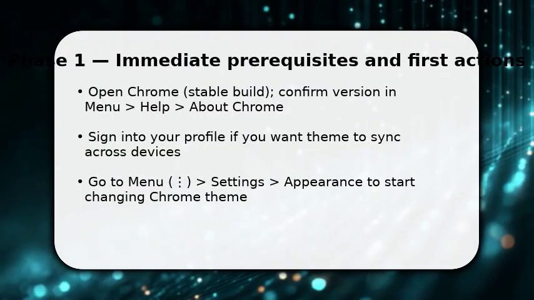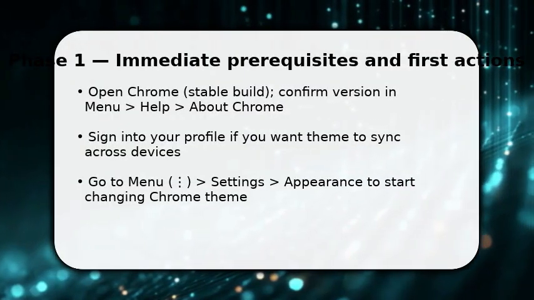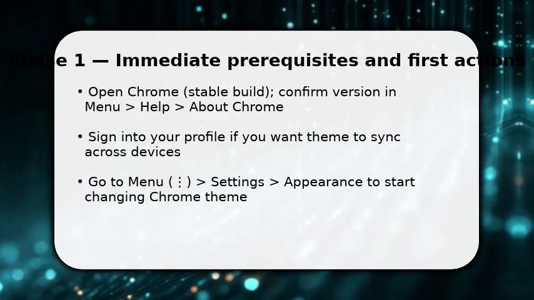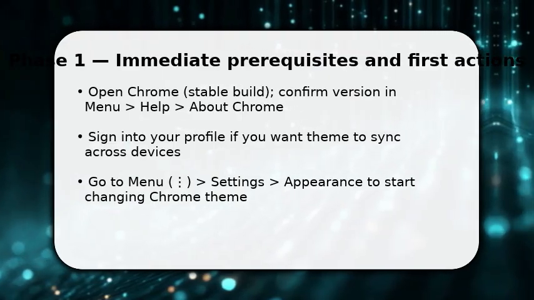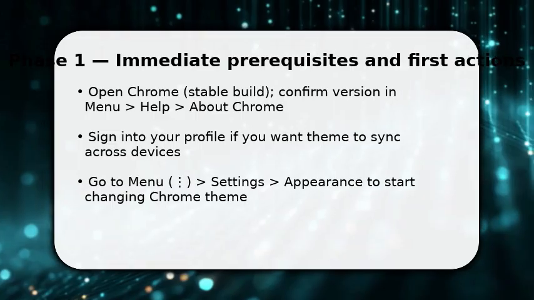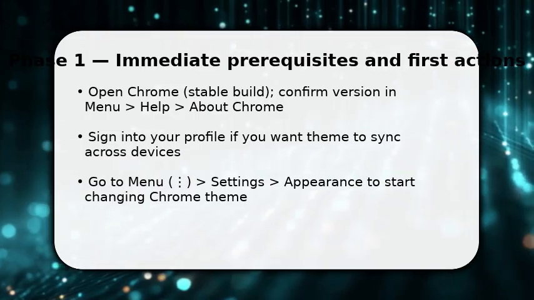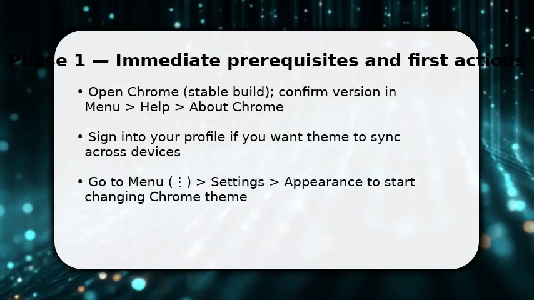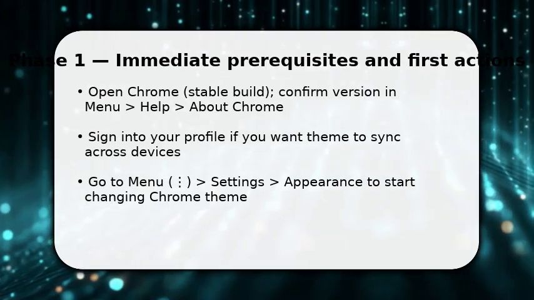You'll begin by opening Chrome and confirming you're on a stable build. This avoids unexpected behavior. Once done, sign into your profile if you want the theme synced across devices. Now open Menu, choose Settings, then Appearance. You're not changing the OS yet, you're targeting Chrome's theme controls first. This gives you a quicker, reversible change.